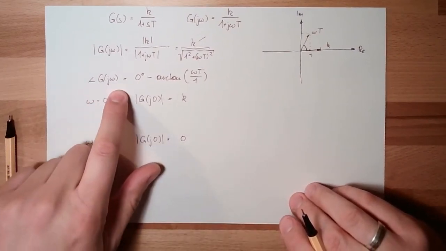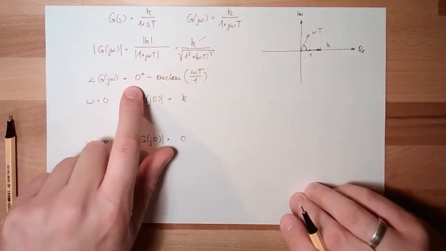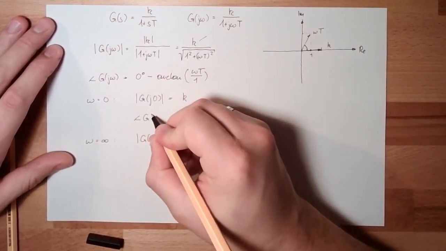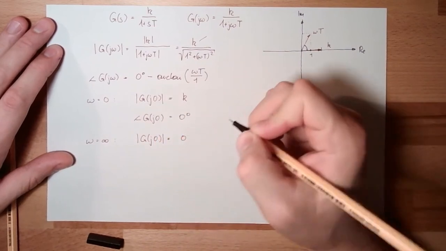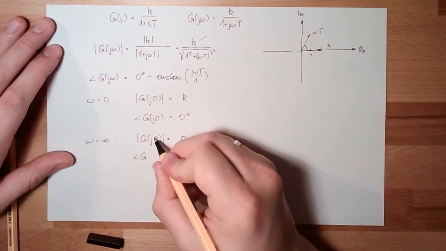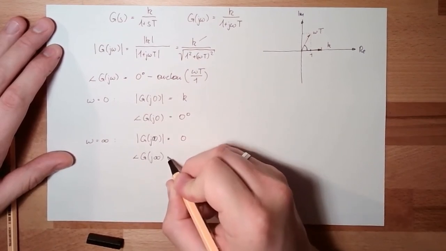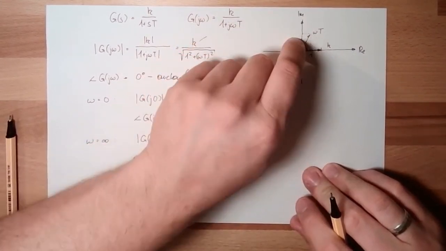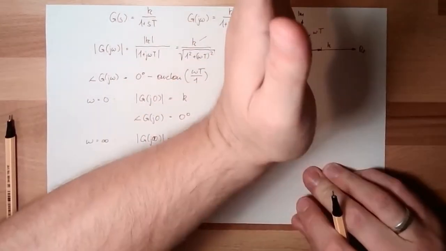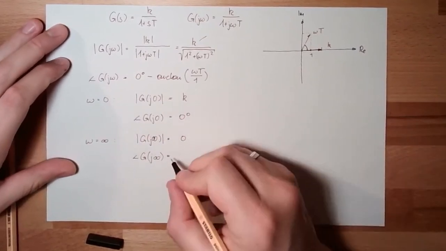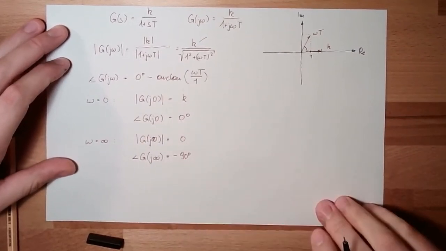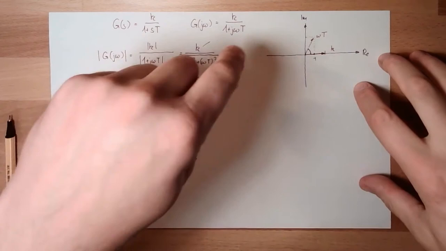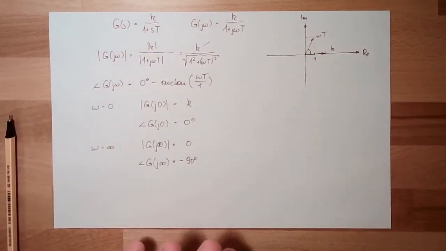What does it mean for the argument? The argument at 0 is 0 minus 0, which is 0. K for J 0, we have 0 degree. And the argument for unlimited frequency? Here we will grow. 0 minus, let's say 90, because at infinity this will be 90. So we'll get minus 90 degree. Good. We can now calculate these things.